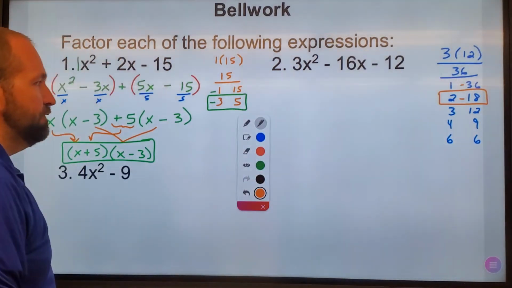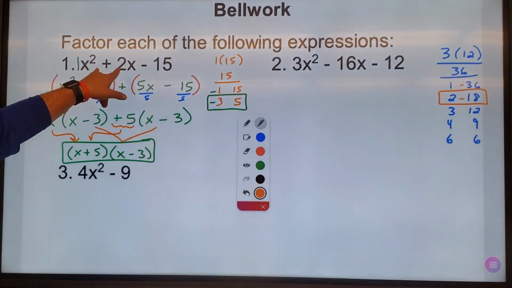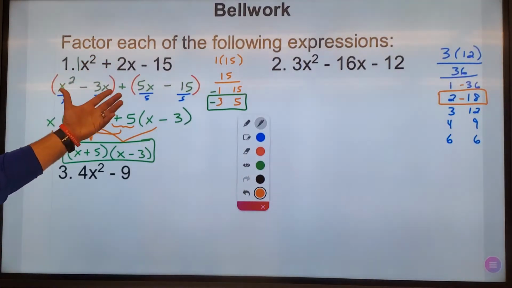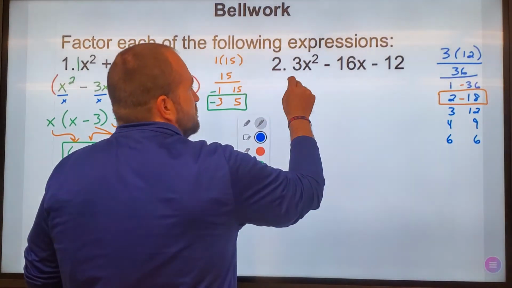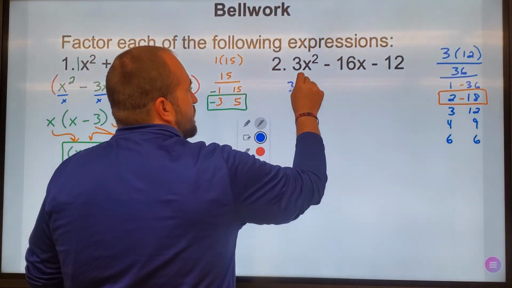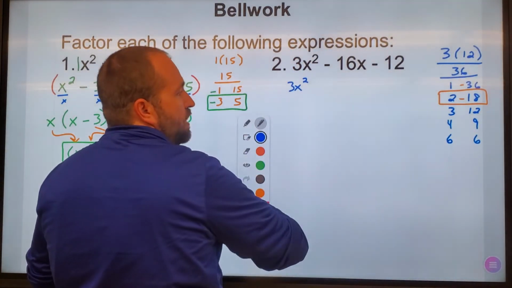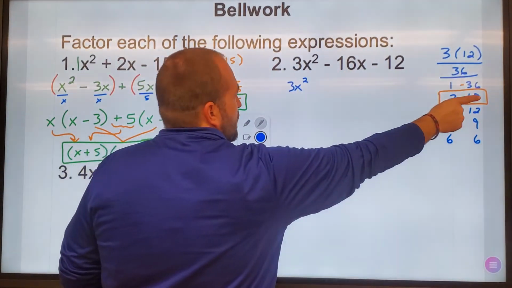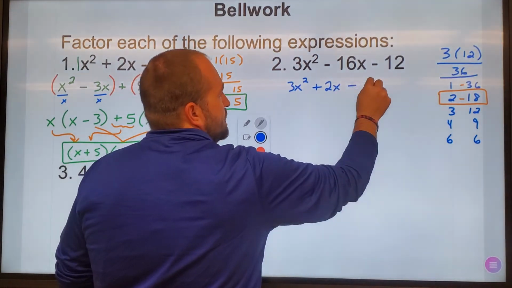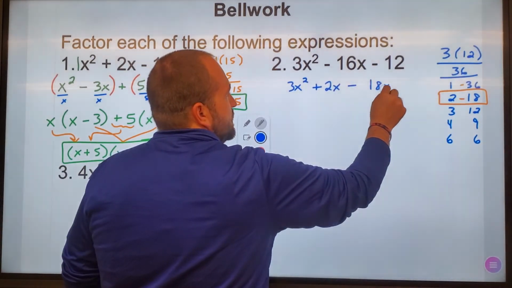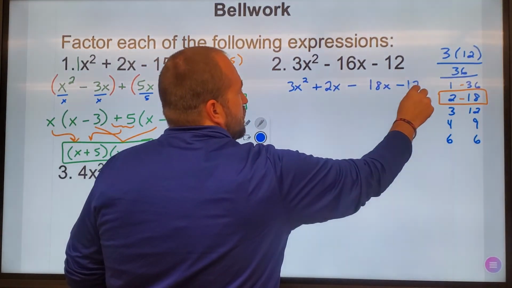Again, whatever I found for the factors, I'm going to take that middle term and replace it with two factors that combine to get that. So this becomes 3x squared. Again, that first term just drops down. This one gets replaced now: plus 2x minus 18x minus 12.